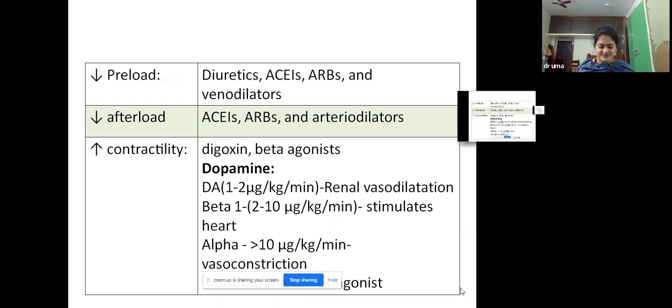Dopamine acts mainly on three receptors: D, beta, and alpha. Dopamine in the dose range of 1 to 2 microgram per kilogram per minute produces renal vasodilatation. In the dose of 2 to 10, it stimulates the heart beta receptors. When given at more than 10 micrograms, it produces vasoconstriction. Dobutamine does not act on the dopamine receptor. It acts on the beta receptors.